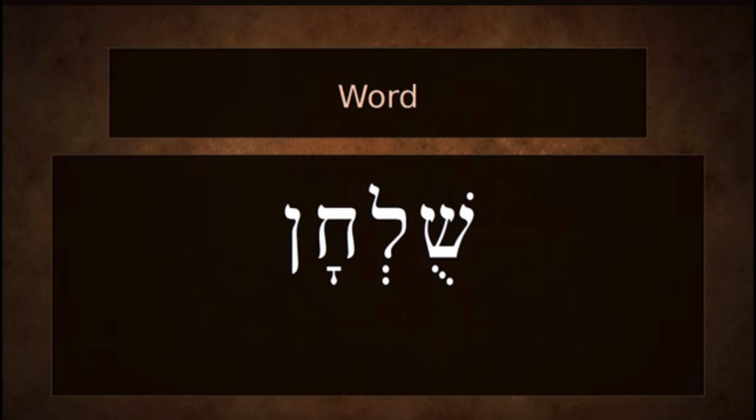Let's pronounce this word. The shin has the dot over the right side, so it is pronounced like sh. The kubutz makes the short u sound, lamed makes la, and shva is silent. So our first syllable is shul.